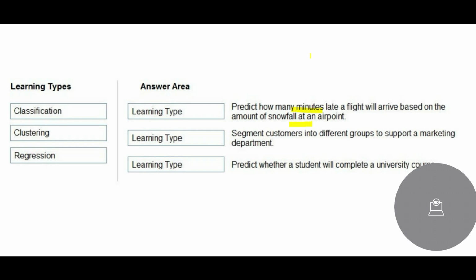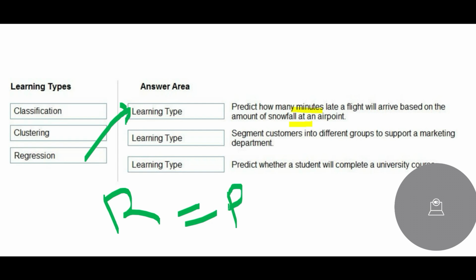So if you want to predict how many minutes the flight will be late, we always remember, right? Regression is always to do with prediction. Regression equals prediction. Okay, R equals P. Regression equals prediction.